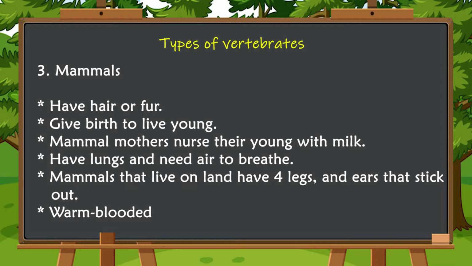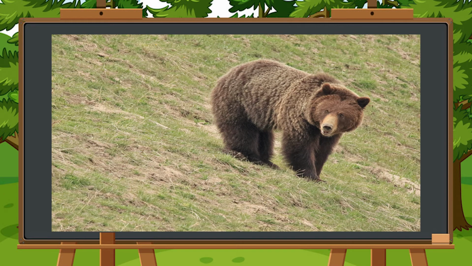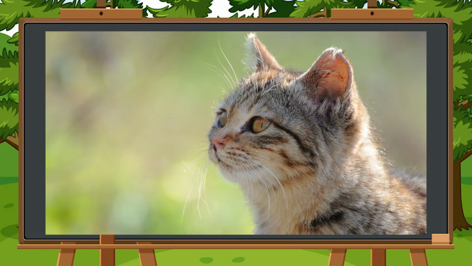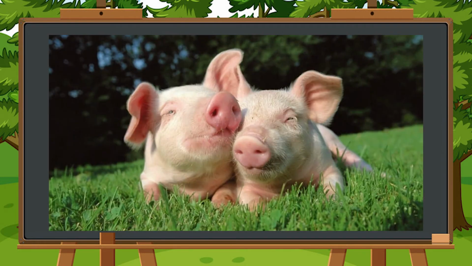The third type of vertebrates would be mammals. Mammals have hair or fur. They give birth to their young. The mothers nurse their young with milk. They have lungs and they need air to breathe. Mammals that live on land have 4 legs and ears that stick out. They are also warm-blooded. Some examples of mammals would be bears, cats, humans, and pigs.